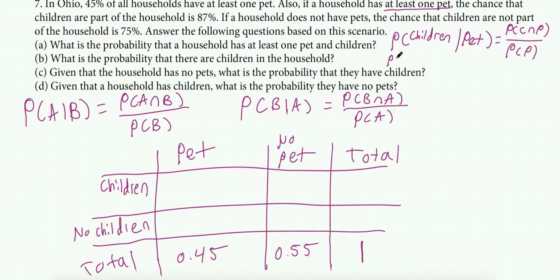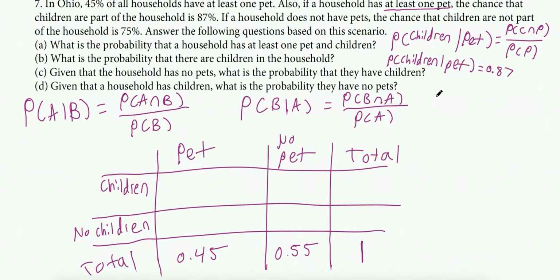So I'll write that probability of children given pet equals 0.87. What's the probability of just having a pet in Ohio? So just the event P, or pet, come down here, it's 0.45. Obviously, we don't know the probability of having children and pet in the household, because we go here in our contingency table, pet and children. There's nothing in this blank. There's nothing there. So we're going to solve for that.